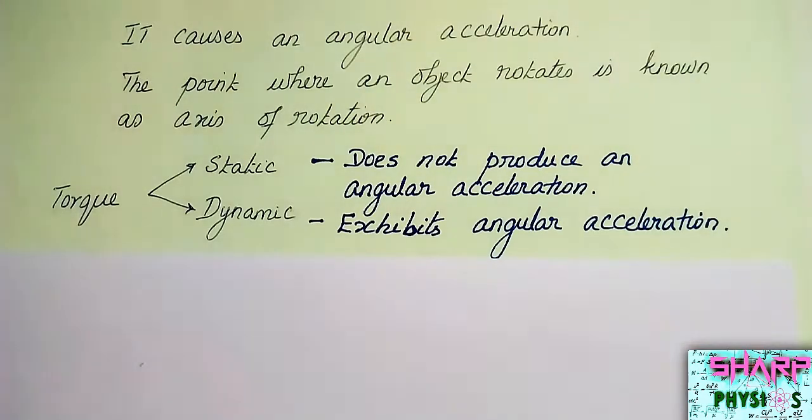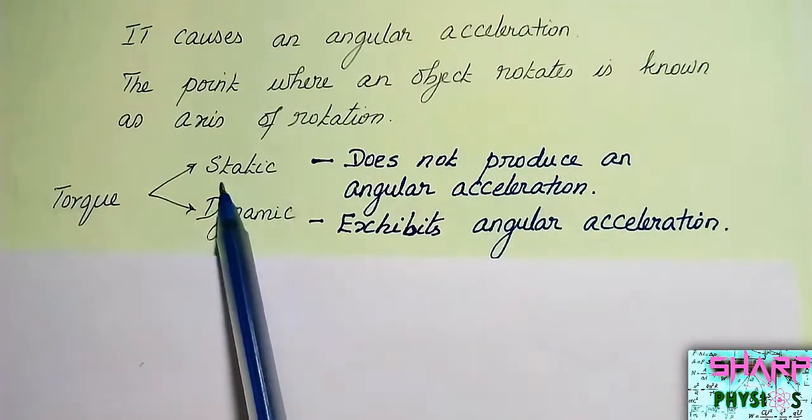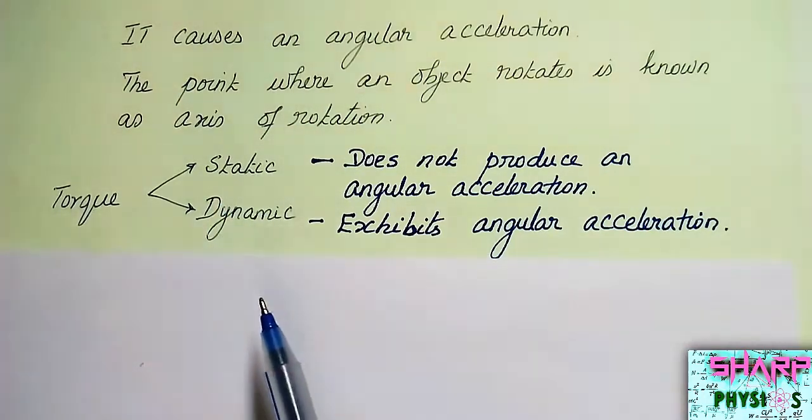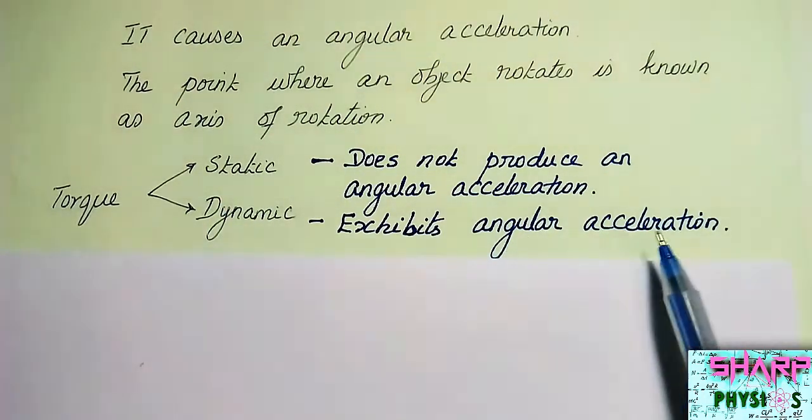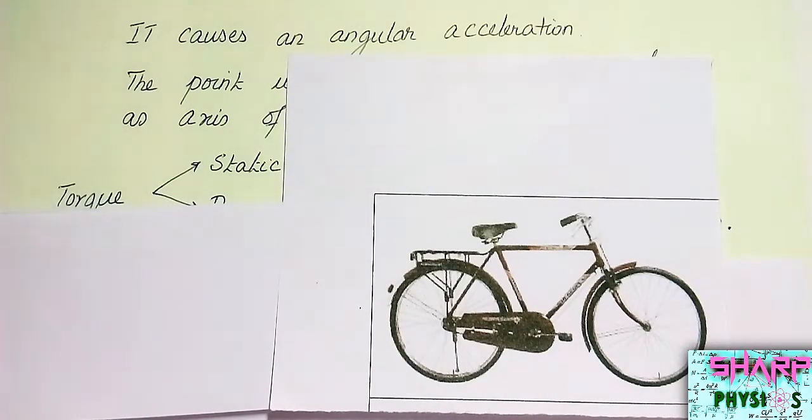Static torque does not produce an angular acceleration. It does not produce any angular acceleration. That's what we call static torque, while dynamic torque exhibits an angular acceleration. So let's see an example for static torque.